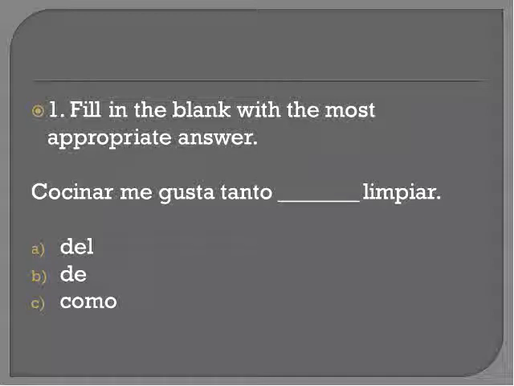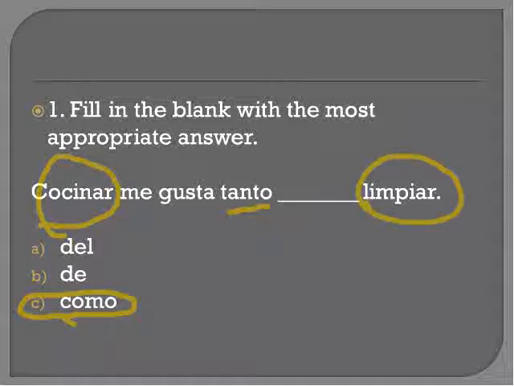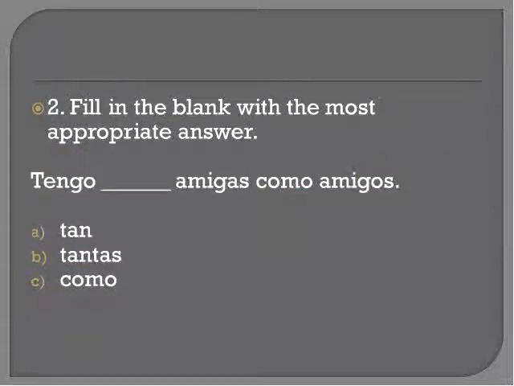Okay, let's try this one. So this deals with comparison. Cocinar me gusta tanto como, yes, because you're talking about something being equal to something else. Como limpiar. So I like cooking as much as I like cleaning. Not sure, but that's an example here.